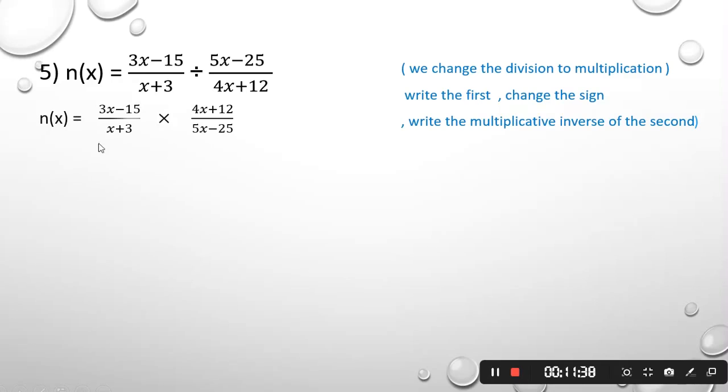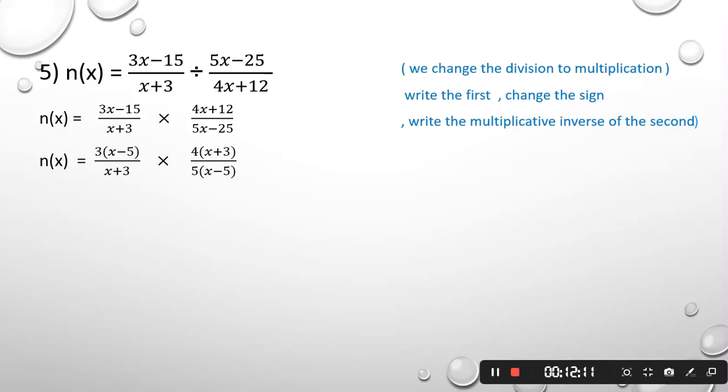So n of x here equals 3x minus 15 over x plus 3 times, we change the sign, then we flip the second fraction, 4x plus 12 over 5x minus 25. Okay, yes, we factorize, we take 3 out: 3 times x minus 5 over x plus 3 times 4 times x plus 3 over 5 times x minus 5.